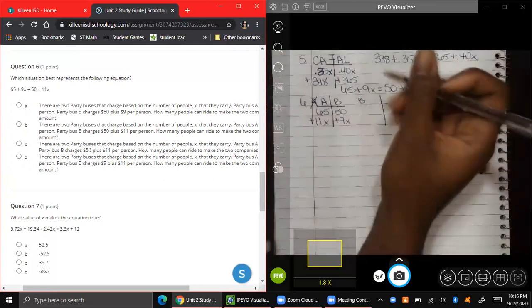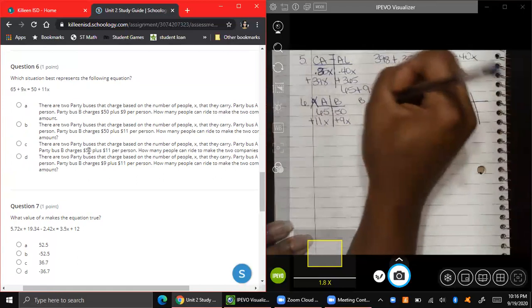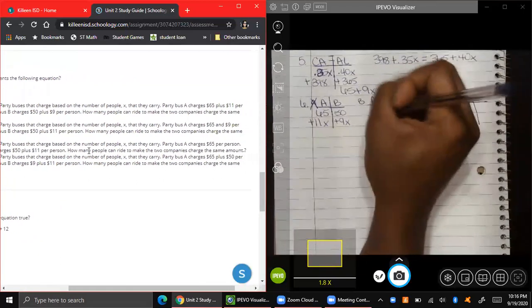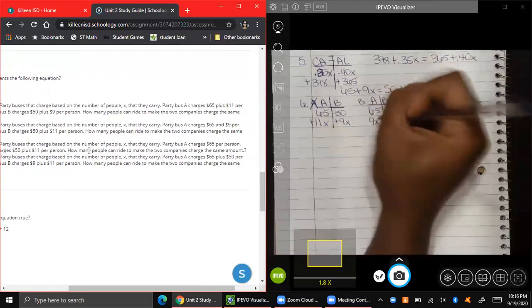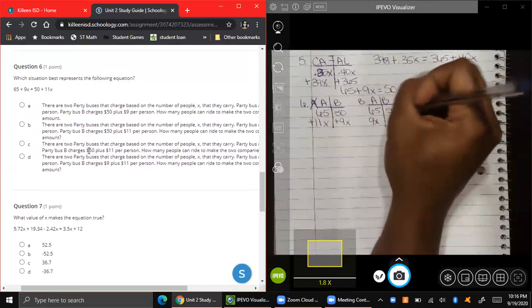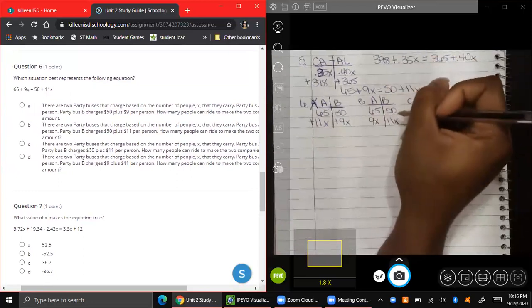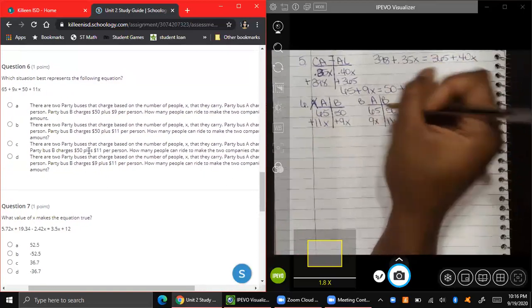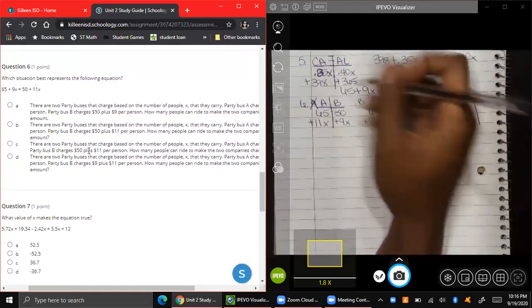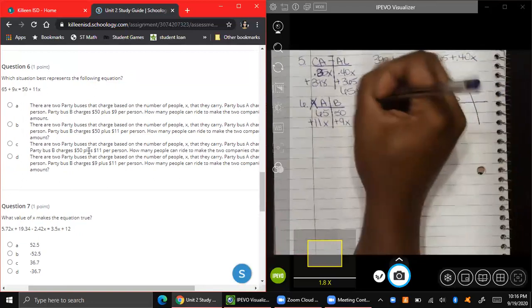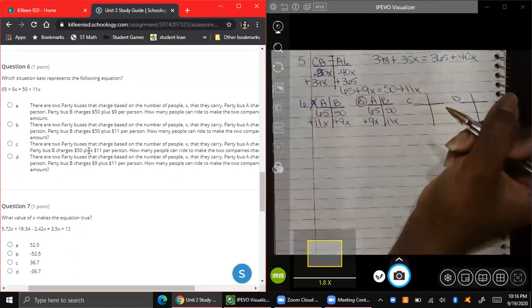Answer choice B says there are 2 party buses. We have A and B. A charges $65 and $9 per person. And bus B charges $50 and $11 per person. How many people can ride to make the 2 companies charge the same amount? So 65 and 9x, 50 and 11x. So far B is looking like the correct answer, but I want to go ahead and check C and D just to make sure.